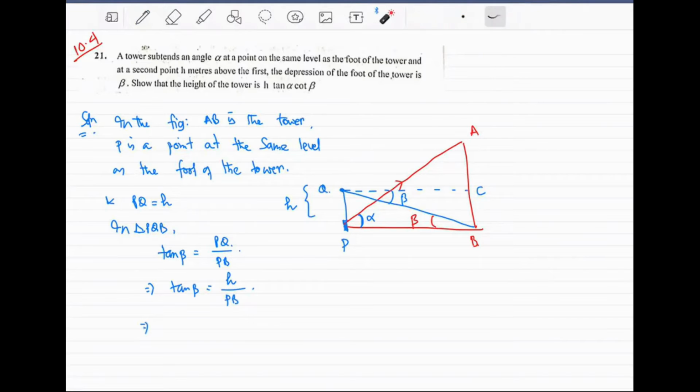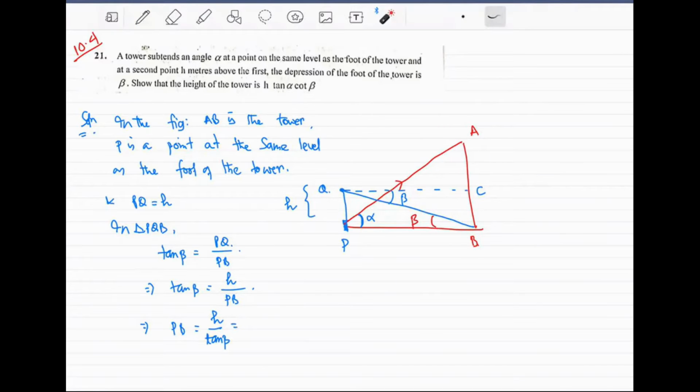What is our goal? Our goal is to find out PB first. Before we come to finding out AB, we have to find out PB first. So PB comes up here, tan beta comes down here. So we will have PB is equal to H by tan beta.